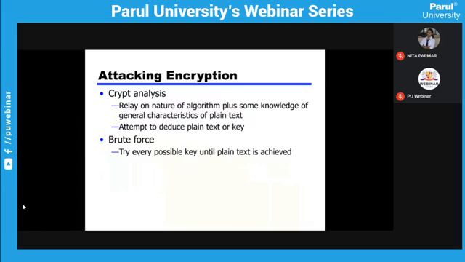Now, how will hackers attack? They may perform cryptanalysis. Cryptanalysis relies on the nature of the algorithm. And moreover, some hackers may also have some knowledge of general characteristics of the plain text. So they will perform brute force analysis to ensure they can crack the code and get the plain text or even a key.